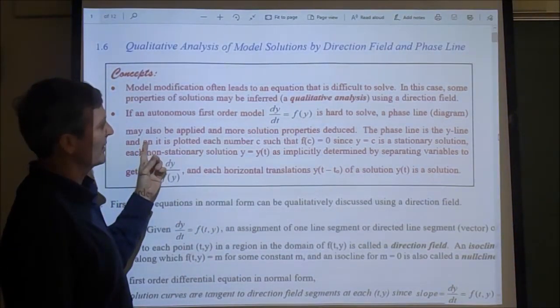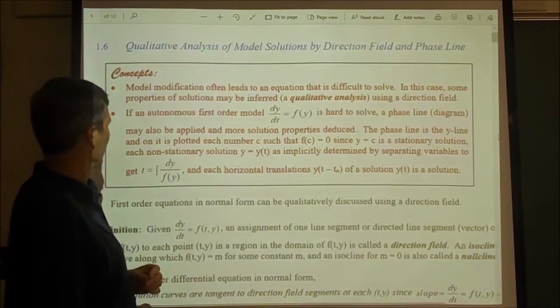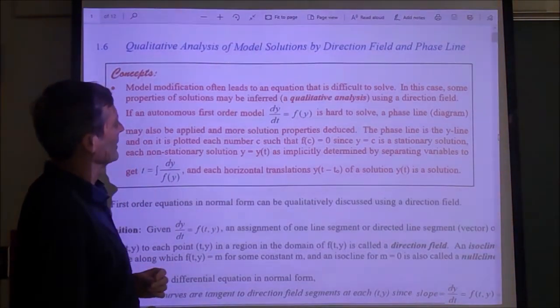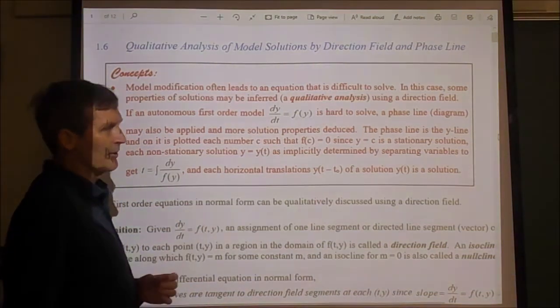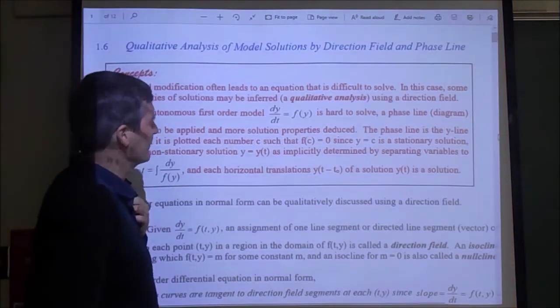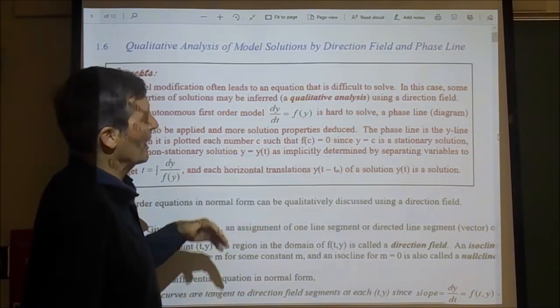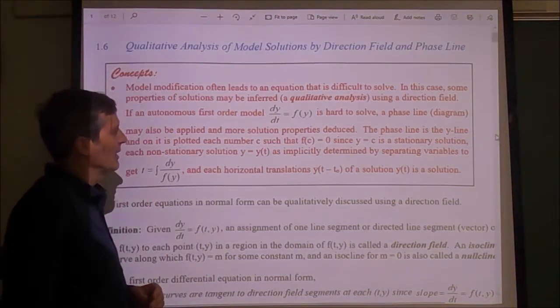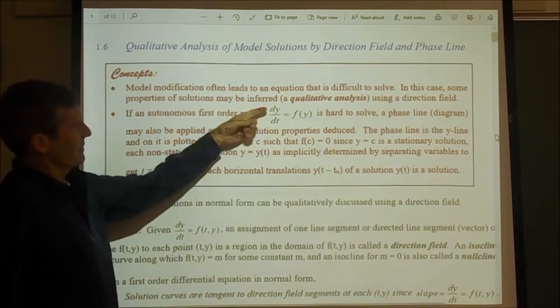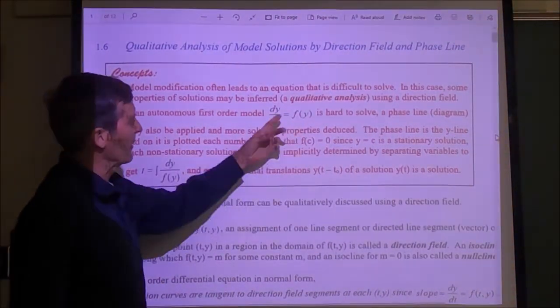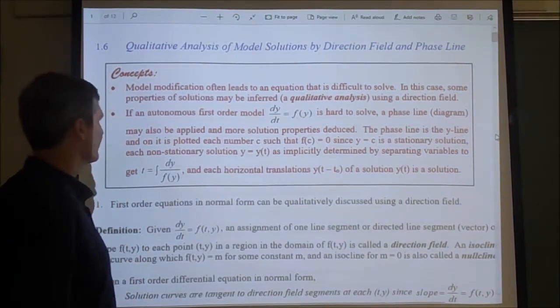And then, even if it's not an autonomous equation, we can still try drawing a slope diagram or a direction field. It's often called a slope field, I think your text calls it, which also uses dx/dt = f(x). Same thing, just with x the dependent variable.